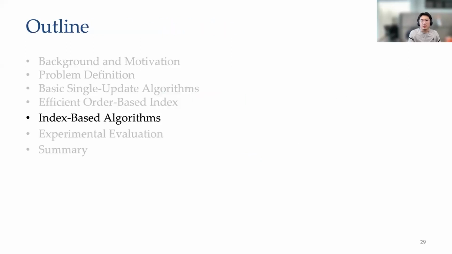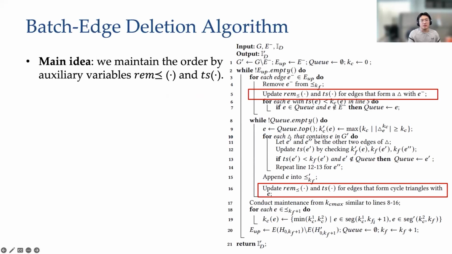In this chapter, we introduce our batch update algorithms based on the D-index. The main idea of the batch edge deletion algorithm is that we maintain orders by three variables, RAM and TS. Here, the TS is defined as the number of cycle triangles where the other two edges, E prime and E double prime, both have their cycle trust numbers no smaller than KC of E.